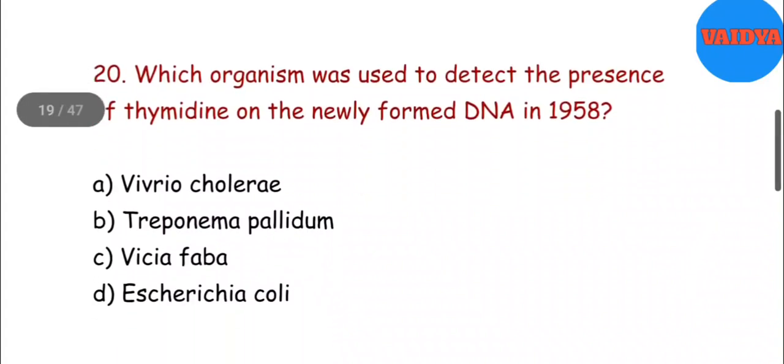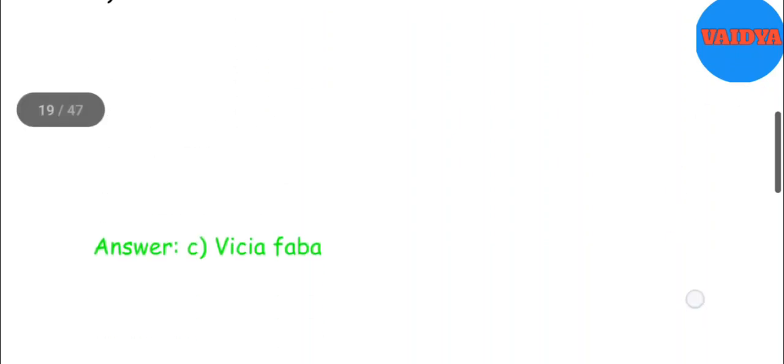20. Which organism was used to detect the presence of thymidine on the newly formed DNA in 1958? A. Vibrio cholerae. B. Treponema pallidum. C. Vicia faba. D. Escherichia coli. Answer. C. Vicia faba.